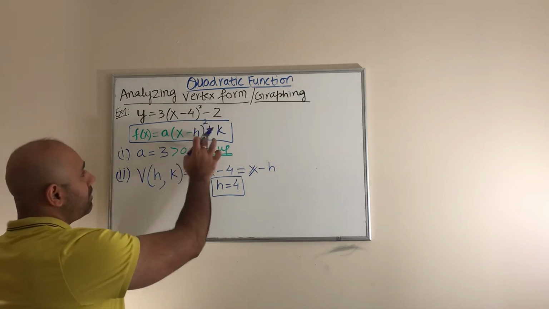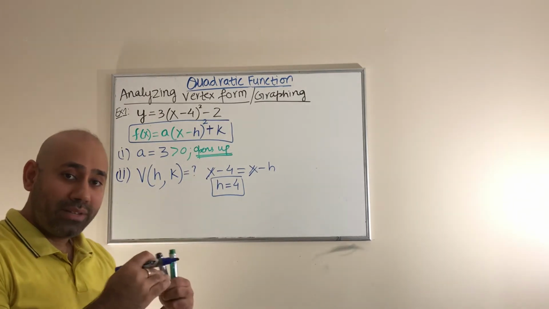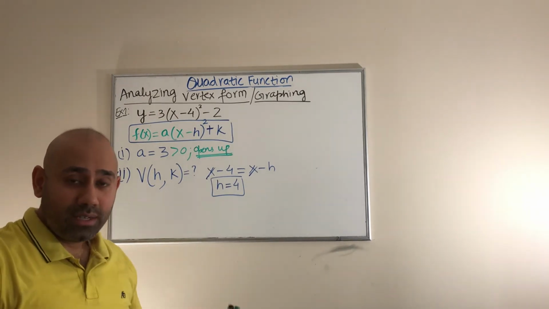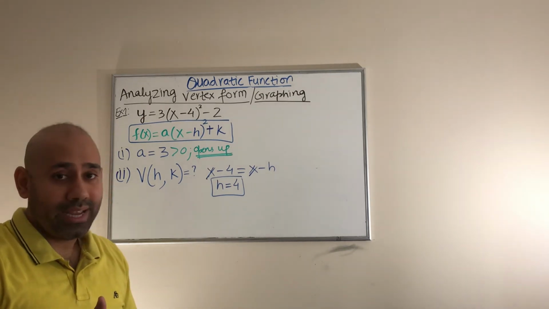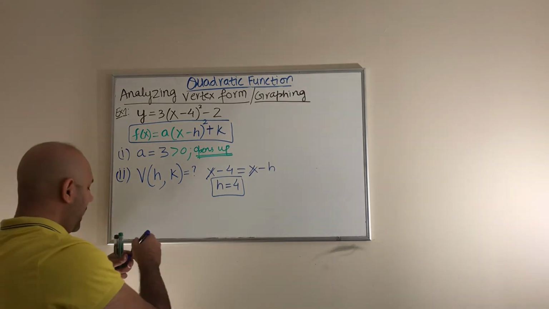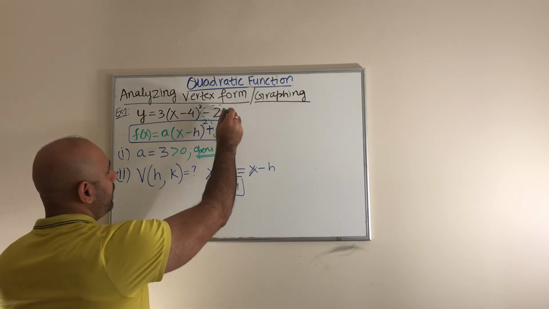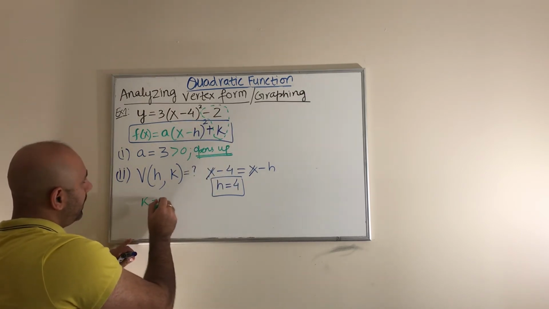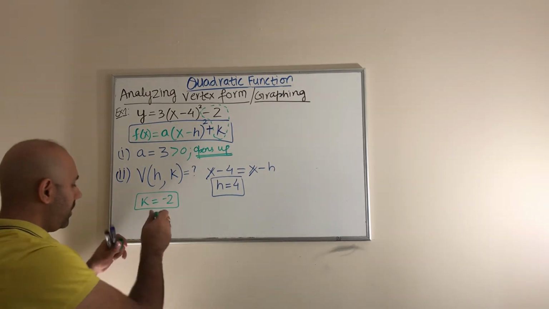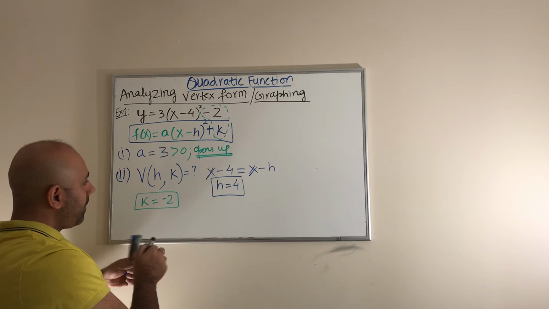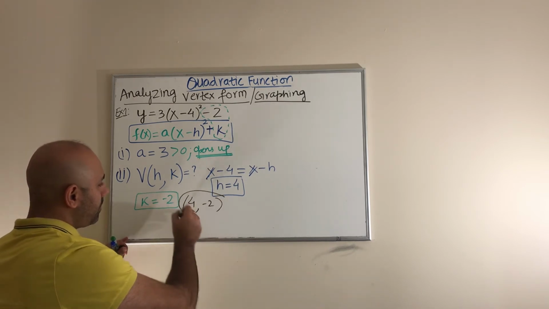Just by comparing those two equations, we are simply comparing our given equation with the general vertex form to find a, h, and k. So k in this case is simply -2. So we have the coordinates of the vertex. Let us write those down. The coordinates of the vertex are (4, -2).